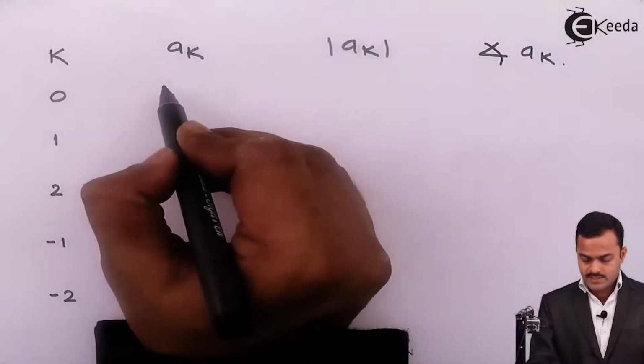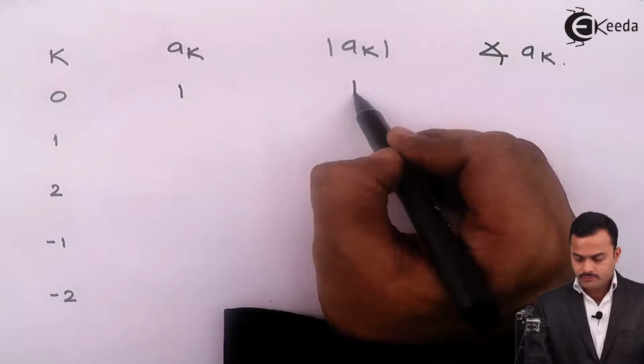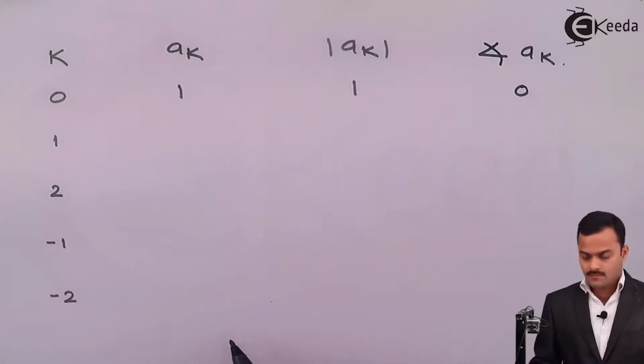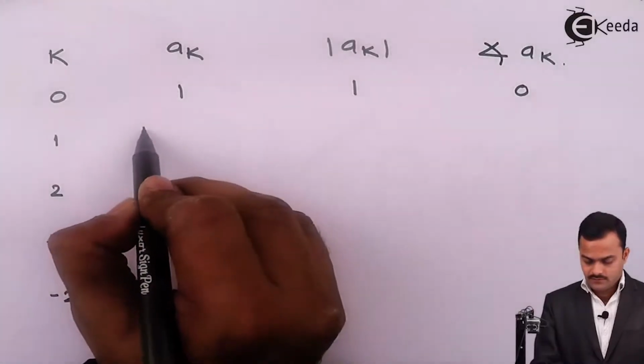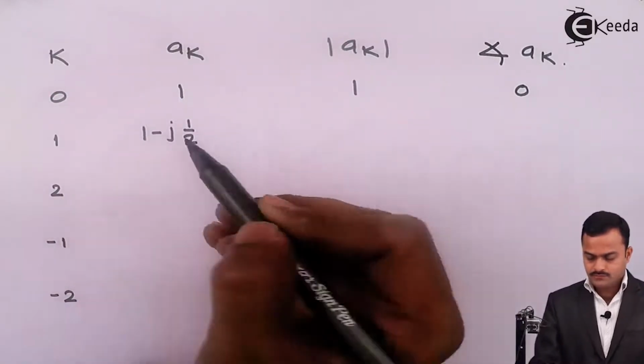K equal to 0 is A0, and we obtain that as equal to 1. Magnitude will be 1, angle will be 0, quite simple. K equal to 1, we obtain this as 1 minus j 1 by 2.